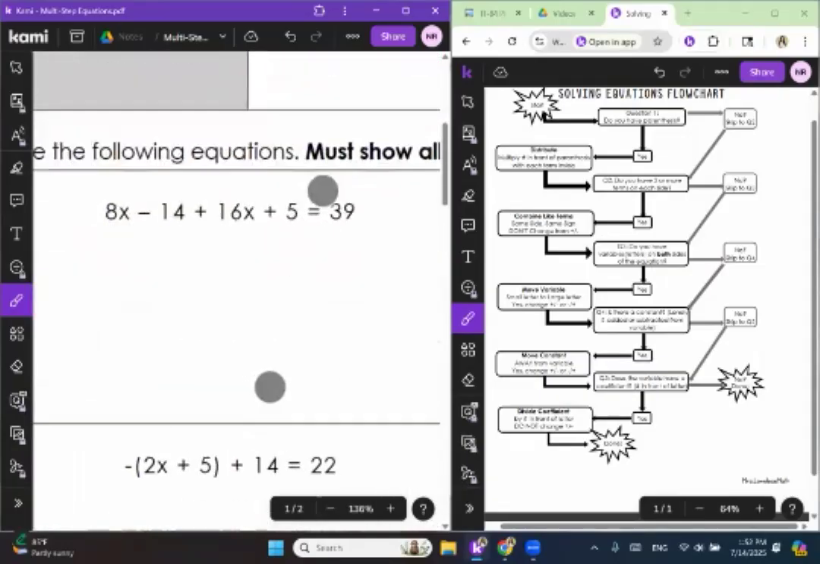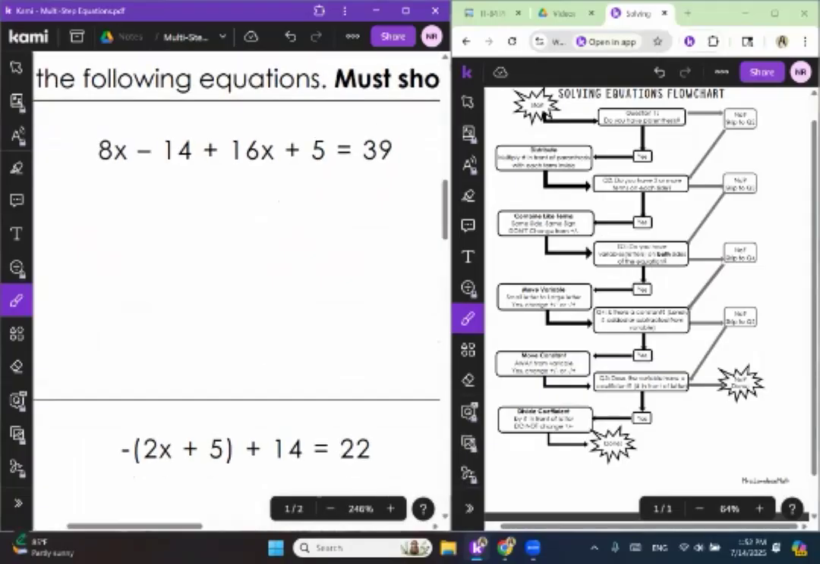So, starting with number 1. As always, draw your line, label your left and your right side. Now, we have our letters here on the left side, so all of our numbers need to move over to the right side. 39 is already there. You're not going to move it. We're working with these numbers right here.